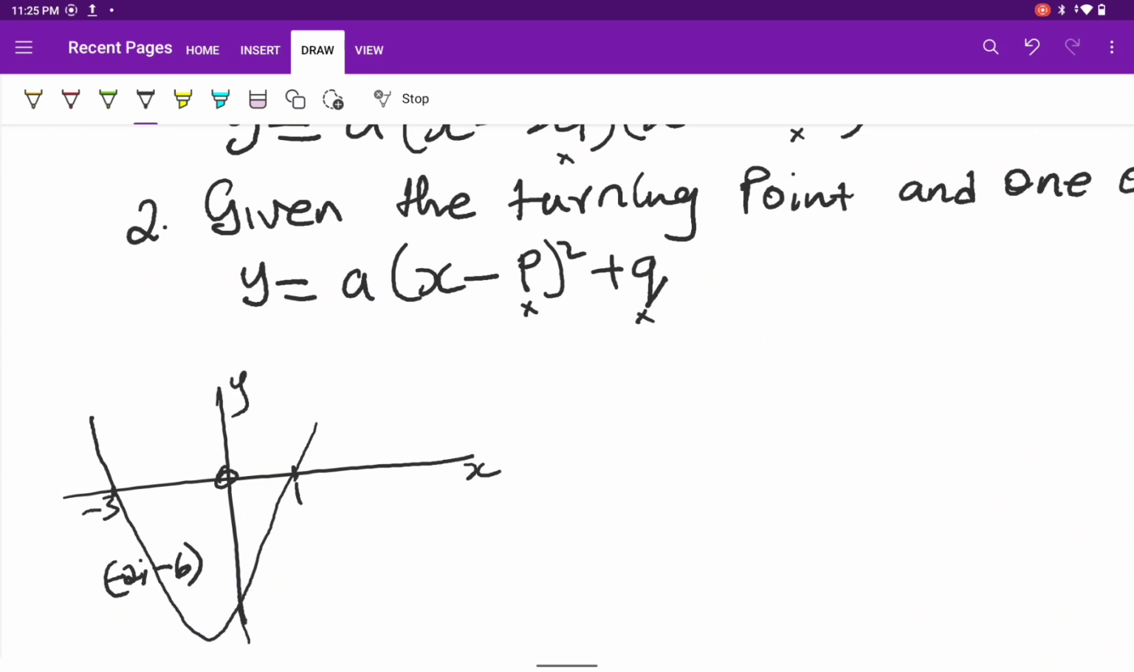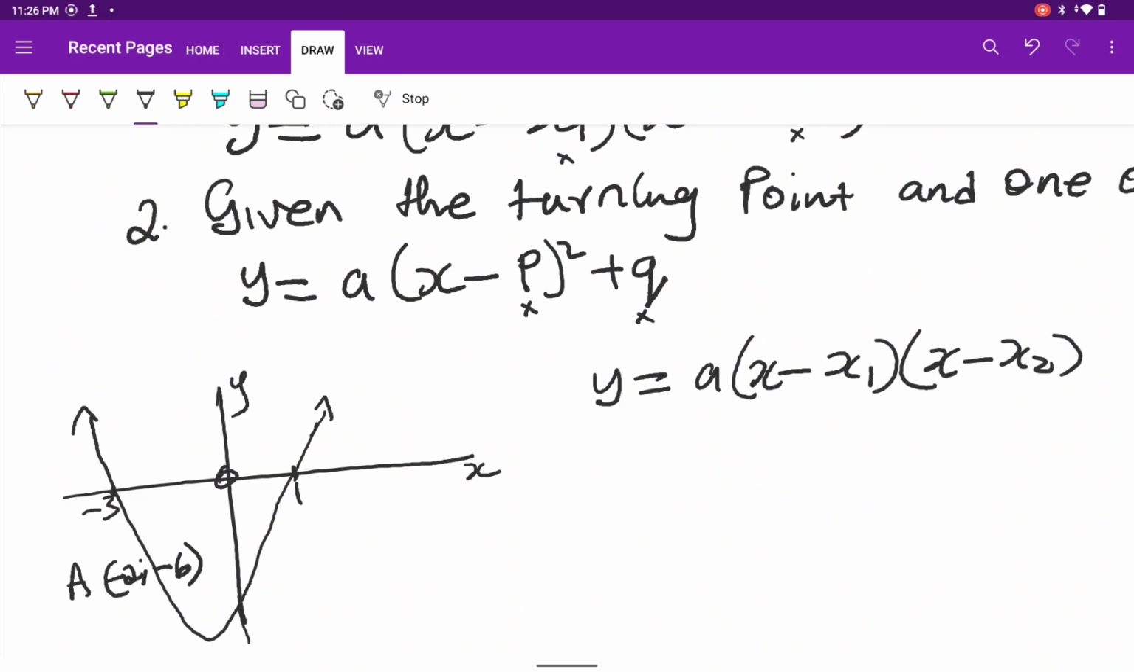Right, if we check this graph here, we are given the x-intercepts and one point, let's say the point is A. We want the equation of this graph. So what we're going to do, we're going to use that equation, which we set as y equals a times (x minus x1)(x minus x2), where x1 and x2 are our x-intercepts.